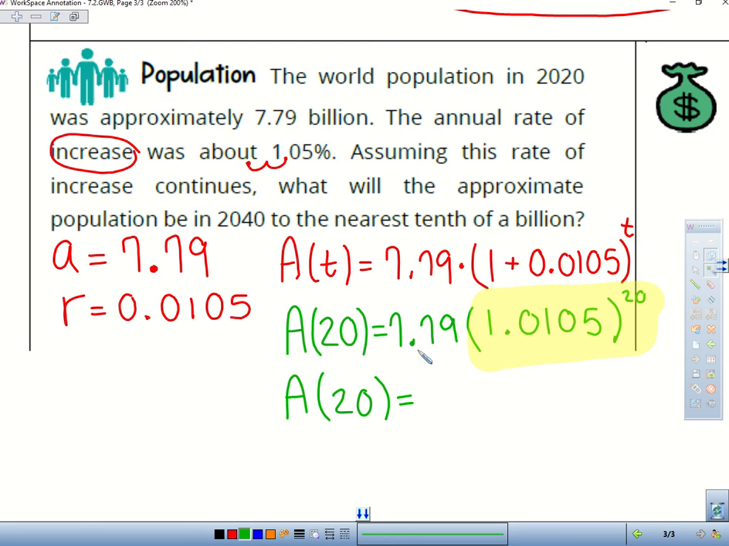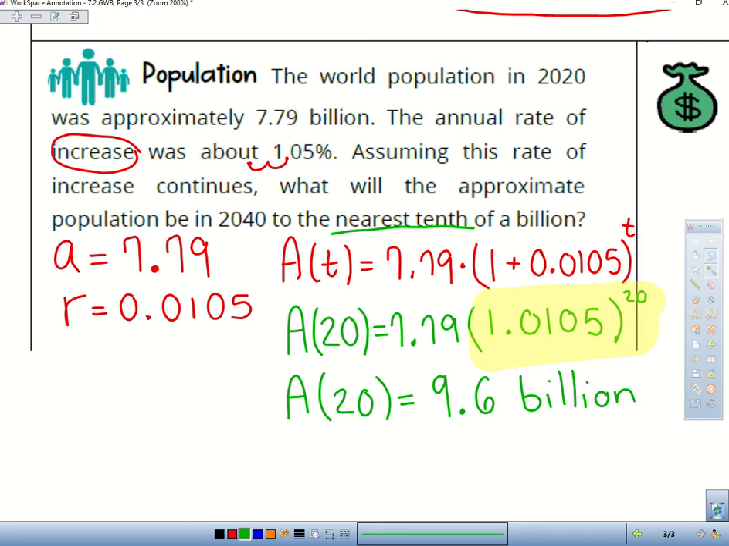You get 1.23 something. Now multiply that by the outside number, 7.79. And you get? Good. 9.6 because they asked me to round to the nearest tenth. And then what's the units on this? Billion. So if things go at this rate, we're going to have 9.6 billion people on Earth in 2040. It is a lot.